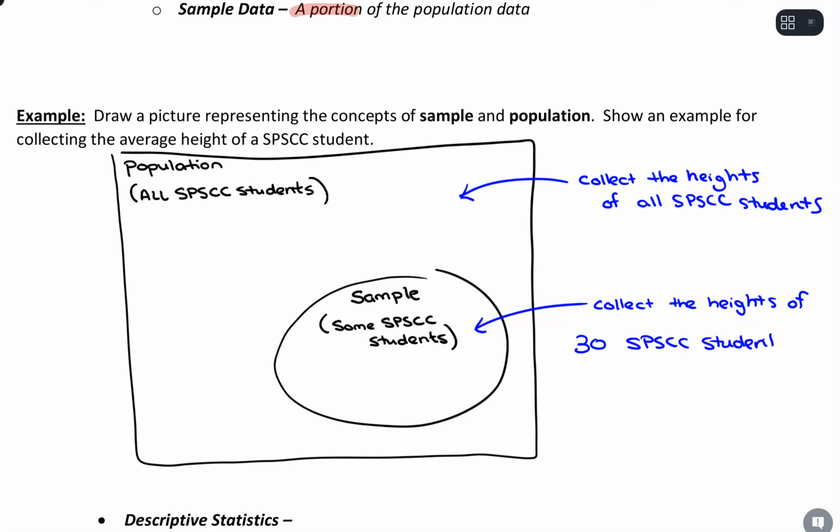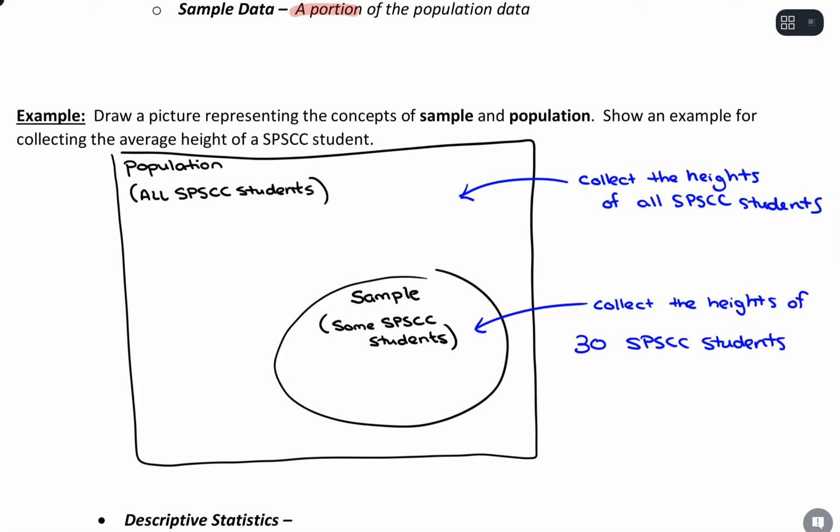That would be the idea of a sample. So where we're interested in the average height of SPSCC students, if we only talk to 30, then that's just a sample. Now let's talk about values that come from these different spots.